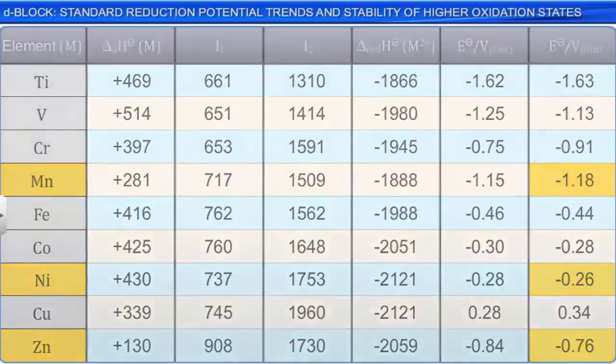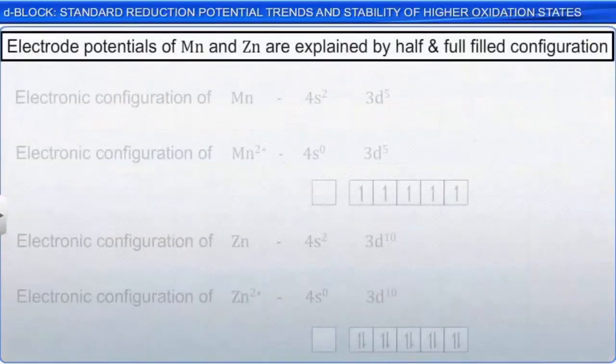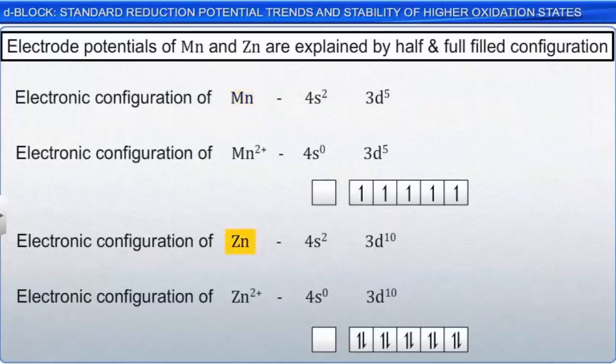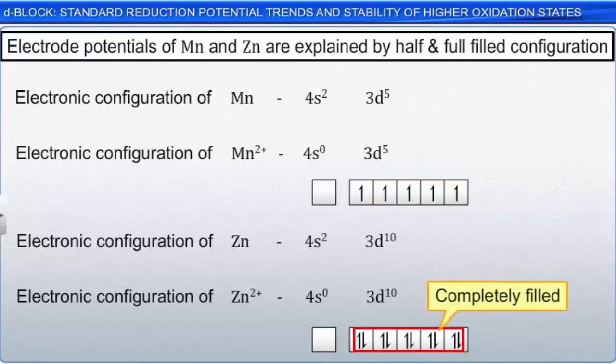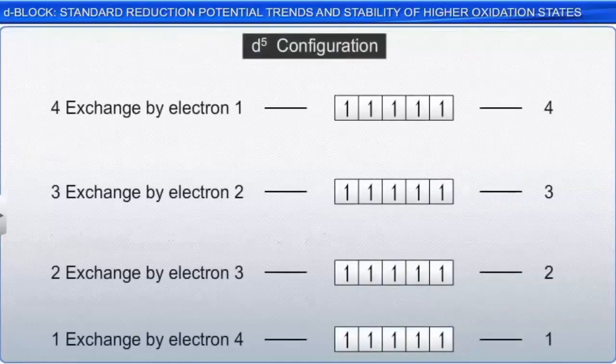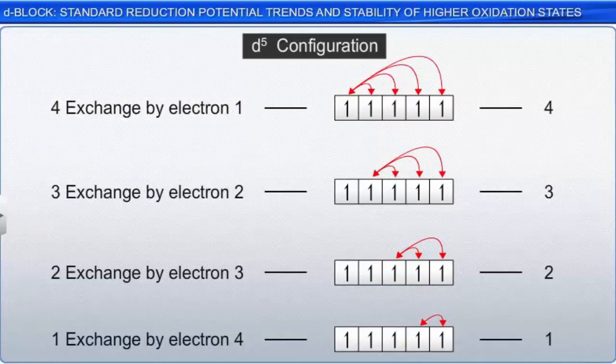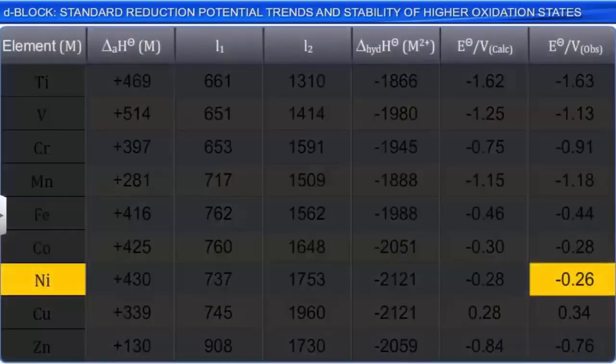The electrode potential values of manganese and zinc can be explained on the basis of the stability of the half-filled d subshell in Mn2+, and the completely filled d10 configuration in the zinc 2+ ion. The stability is due to the maximization of the exchange energies between electrons of like spin. The electrode potential for nickel is related to the highest negative hydration enthalpy corresponding to its smaller radius.